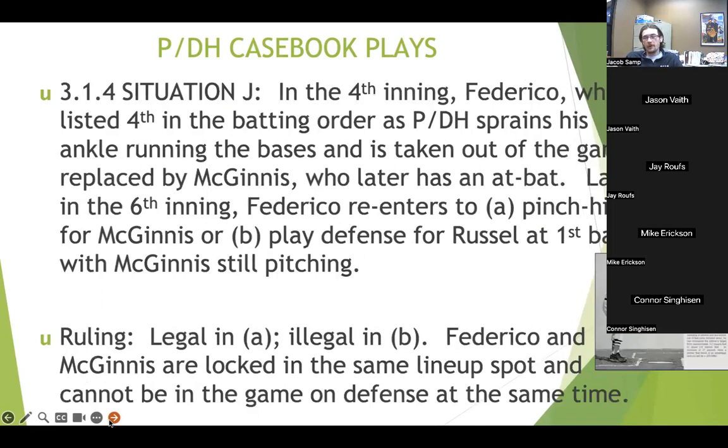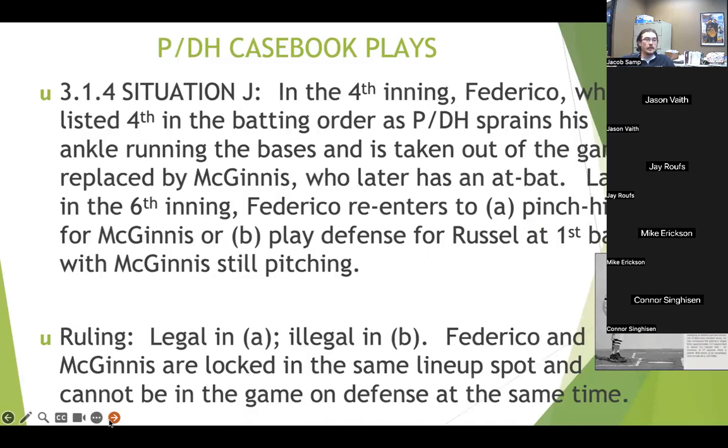Okay. Now we get somewhere that's illegal. Federico, our player DH, is replaced due to an injury. Federico re-enters to pinch hit. And then for the player that was entered for him, that is legal. But note that the player DH is no longer in effect because we had an offensive change to the batting order.